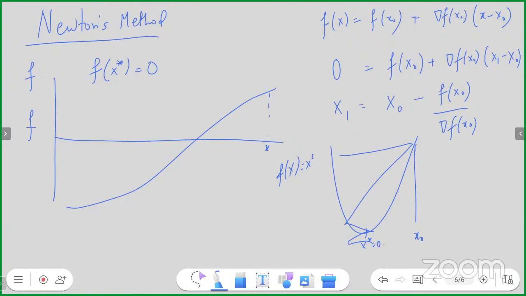Okay, so anybody else? Otherwise, exercise: choose x0 far enough from x star and show the algorithm diverges.